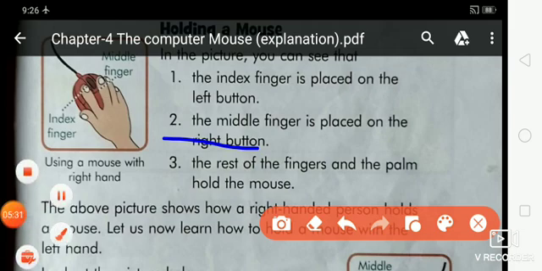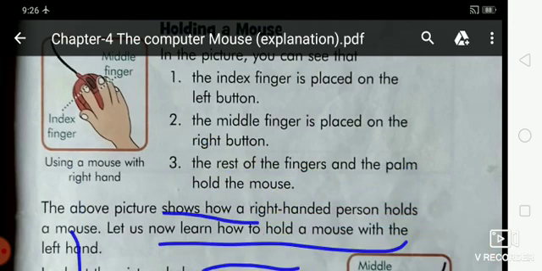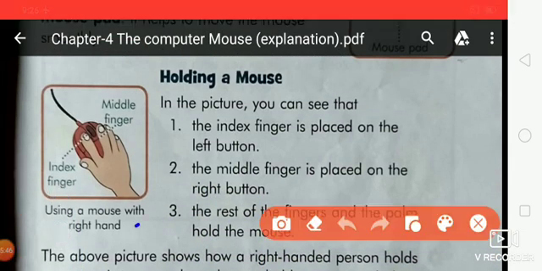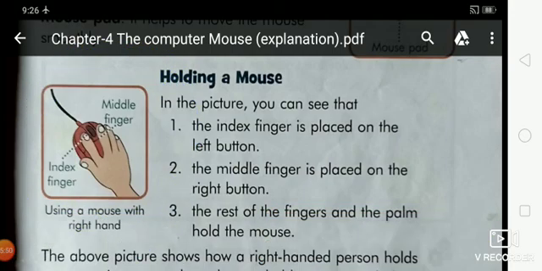The rest of the fingers and the palm hold the mouse, okay. Is that clear? Like you can see in this picture, this way you have to keep a mouse, you have to hold a mouse. Is that clear?